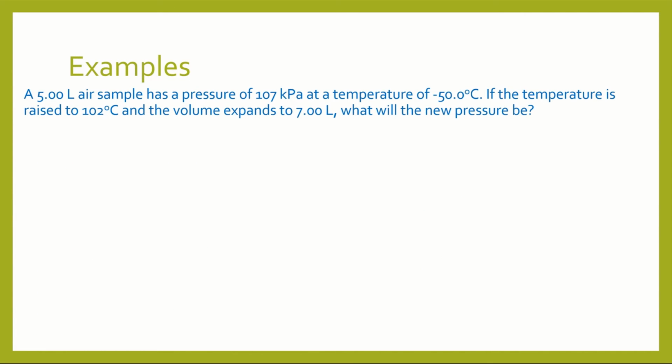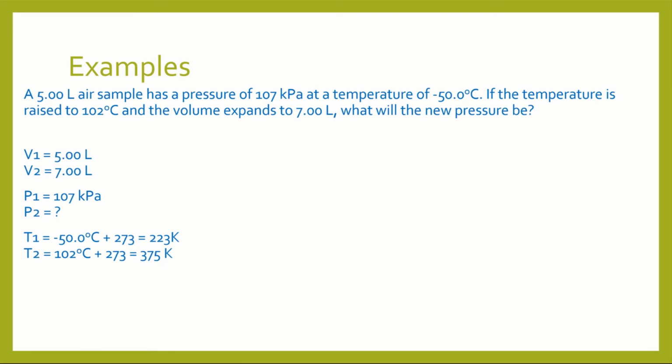Another example. A 5-liter air sample has a pressure of 107 kilopascals at a temperature of negative 50 degrees Celsius. If the temperature is raised to 102 degrees Celsius and the volume expands to 7 liters, what will the new pressure be?